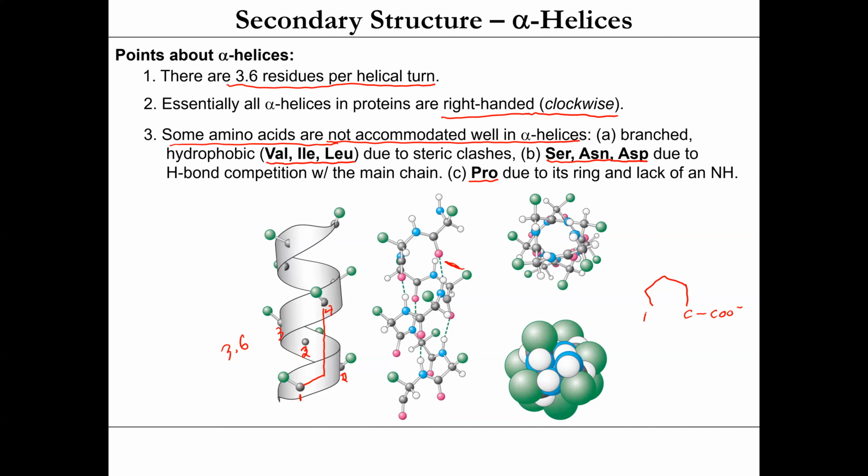So now that amino group isn't able to be as good of a hydrogen bond donor. And so although all these amino acids, I'm sure if you look at all the protein structures, you will find each of them on alpha helices. They're just way less common because they're not accommodated well because of either steric clashes in the case of valine, isoleucine, and leucine, hydrogen bond competition from serine, asparagine, and aspartate, and then proline due to its conformational restrictions based on its ring structure and its lack of a hydrogen bonding group.